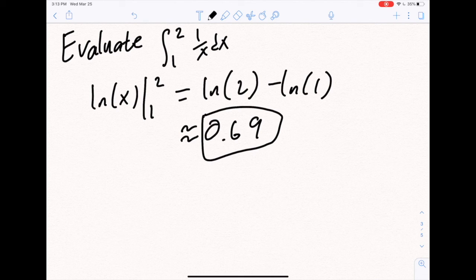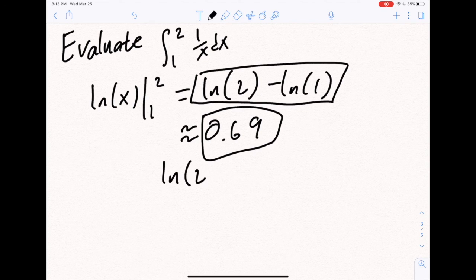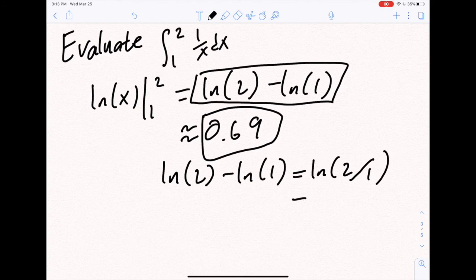That being said, I'm also totally happy if you leave it in this notation, or if we apply our rules of logs, the natural log of 2 minus the natural log of 1 is just the natural log of 2 divided by 1, which is just the natural log of 2. And if you want to leave it in that notation, I'm totally happy with that as well.